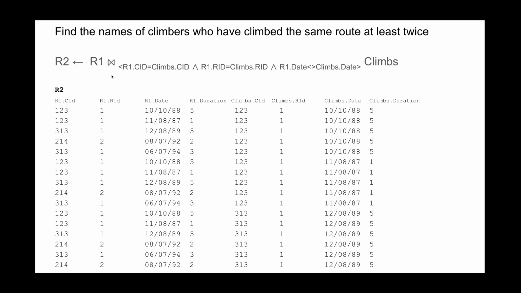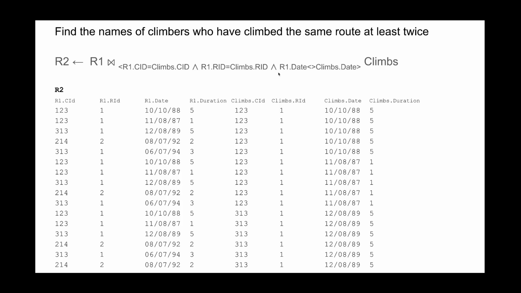Theta join is the same as making a normal join and then filtering, selecting later with this condition. Let's explain this condition. We have R1.CID, climber ID, and climbs.climber ID. Both need to be the same, because we are searching for a climber that is in this side and in this side at the same time. Again, the route is going to be the same too. We need climbers that have climbed the same route at least twice.